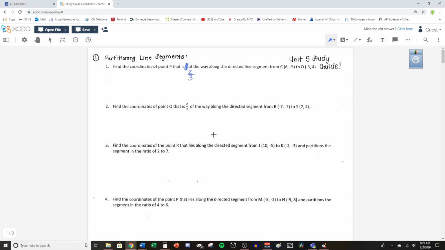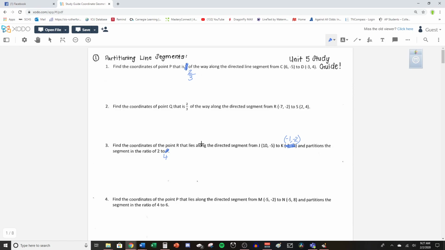And then the second change is going to be this. This k is going to change to -1, -2. And then lastly, we want to change this ratio of 2 to 7 to 2 to 4. Okay, so those are the main changes. We're going to go ahead and get started.